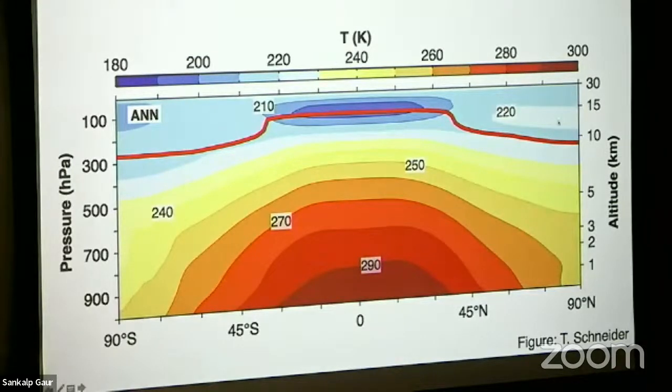It is low over the poles. It's actually a little warmer. Yeah, so the temperature decreases with height, and that's just due to, at leading order, the dry adiabatic lapse rate.